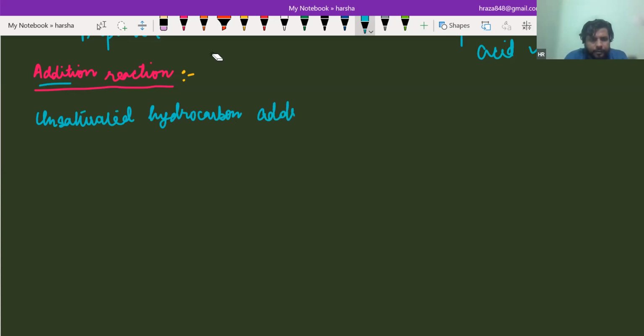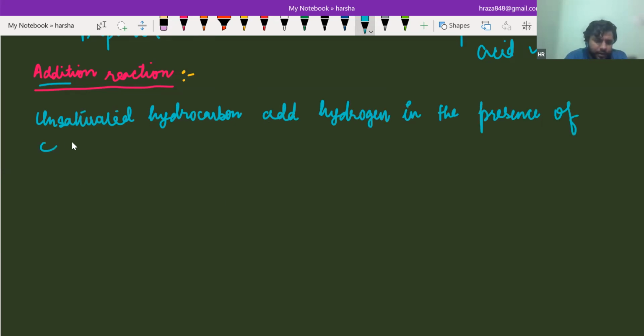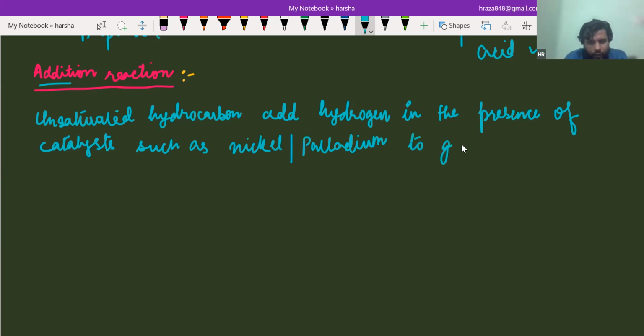Add hydrogen in the presence of catalyst such as nickel, palladium, nickel or palladium to give saturated hydrocarbon.